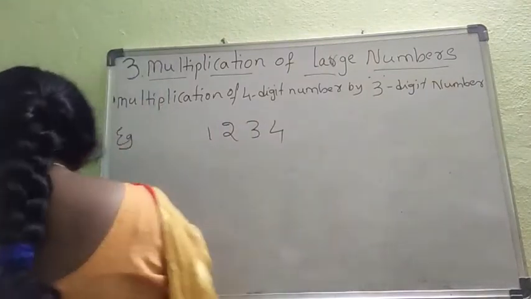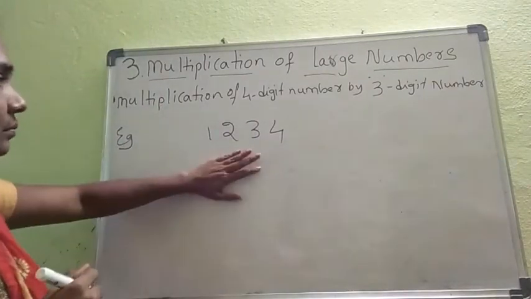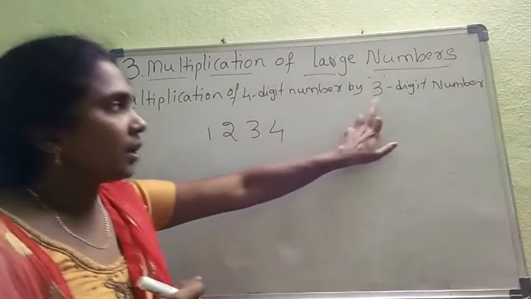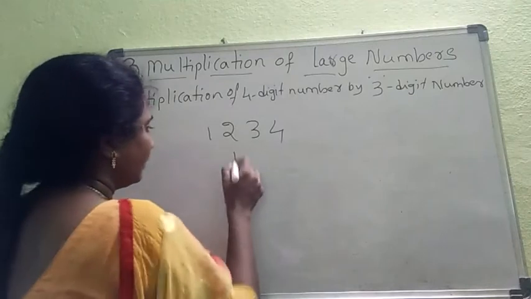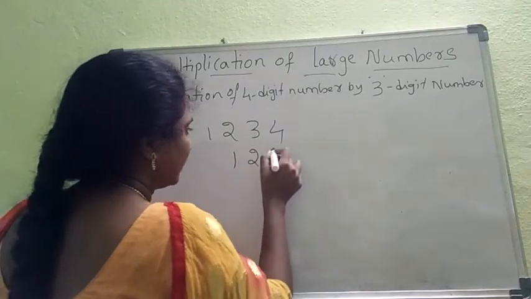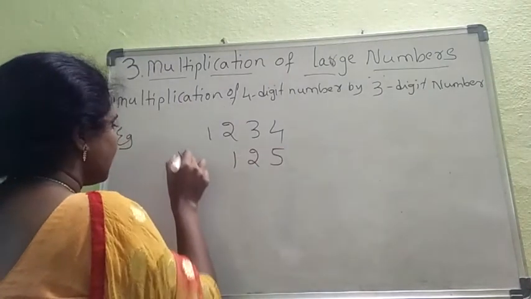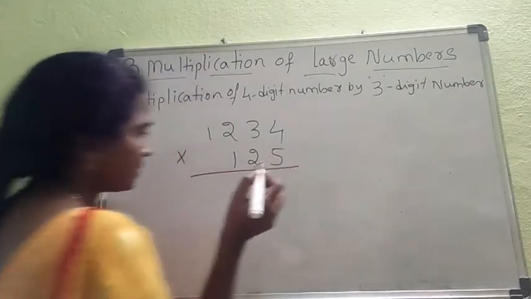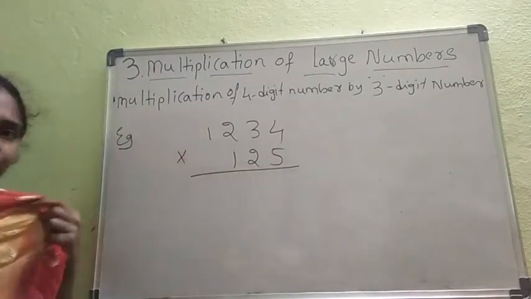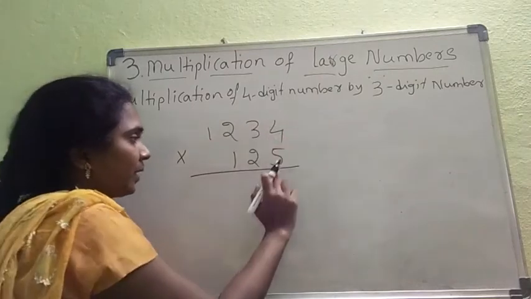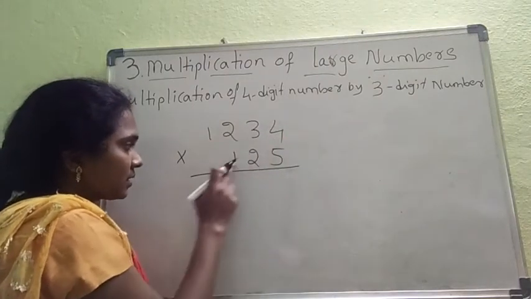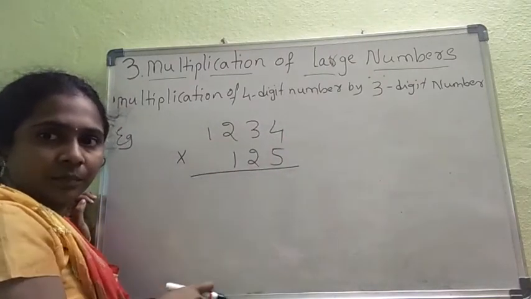This 4-digit number. Now we should multiply by a 3-digit number. I am taking one 3-digit number. Now what is the symbol? This is the multiplication symbol. Right? Now same, right? First the given number multiplied by ones, next tens, next 100. This is the step by step process.